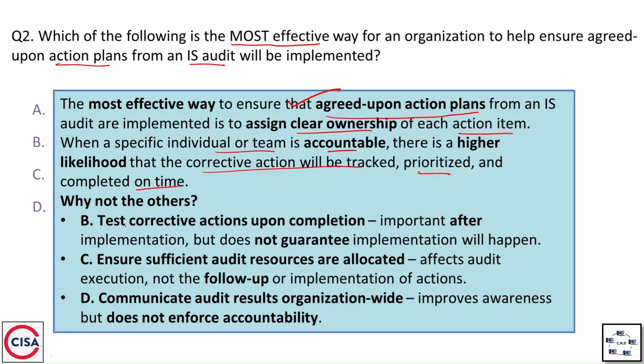Why not the other options? Option B, test corrective actions upon completion, is important after implementation but does not guarantee implementation will happen. Option C, ensure sufficient audit resources are allocated, affects audit execution, not the follow-up or implementation of actions. And option D, communicate audit results organization-wide, improves awareness but does not enforce accountability.